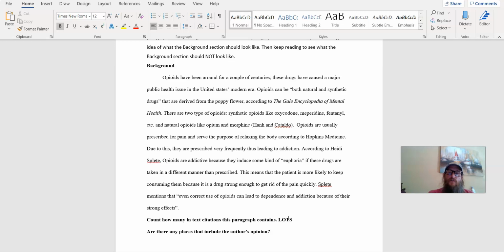Because we're not looking for opinion in the background section. Right? We're looking for facts about the topic. Too many times I see students substituting their opinion for facts about the topic because they have neglected to read the source material that they included on the works cited page.